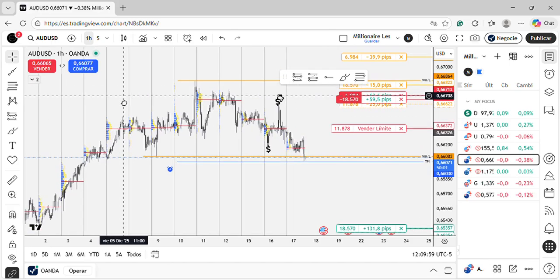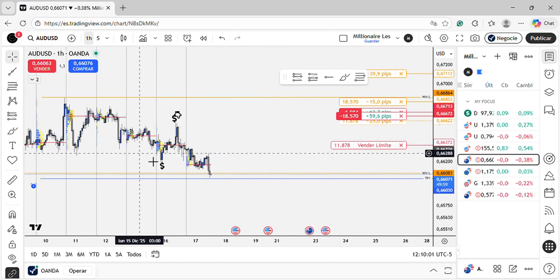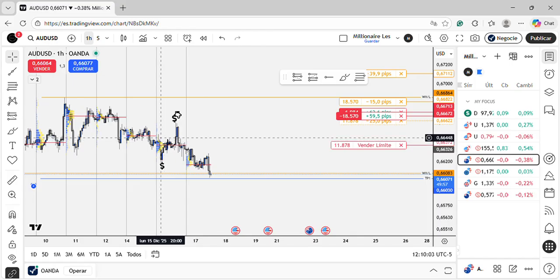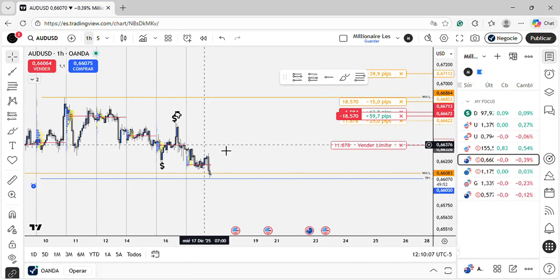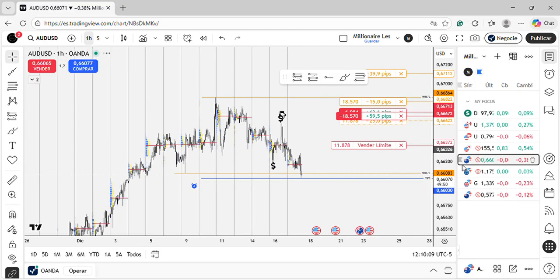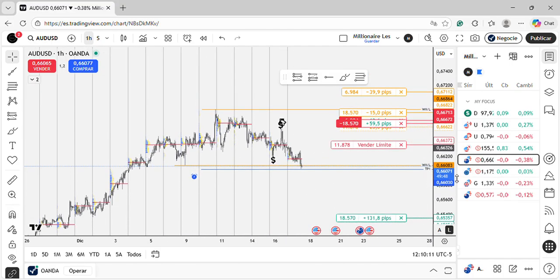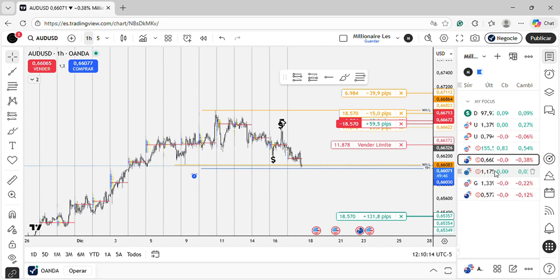AUD USD, again, similar, right? Price closed below. I set a pending order for right here. My pending order didn't get hit, which is fine with me, but yeah, life.